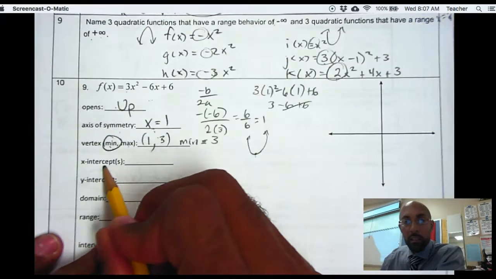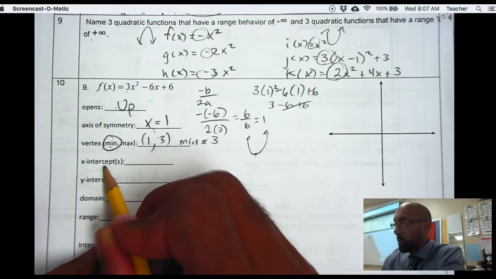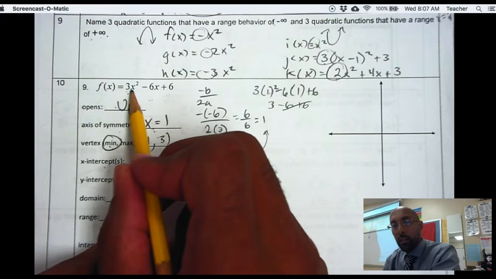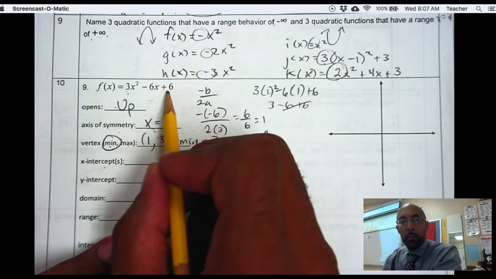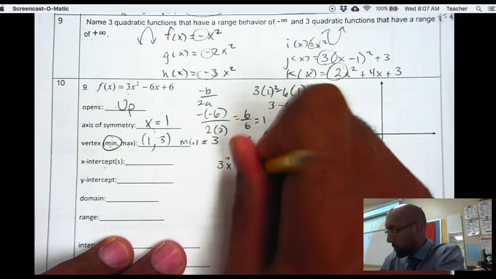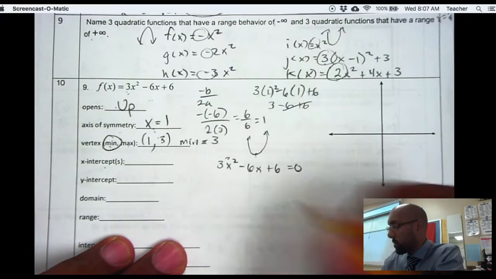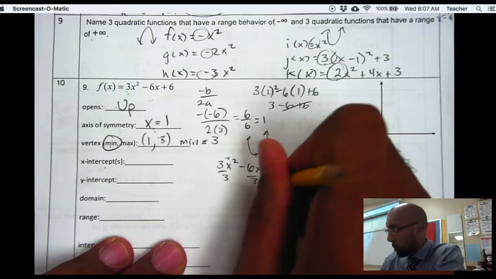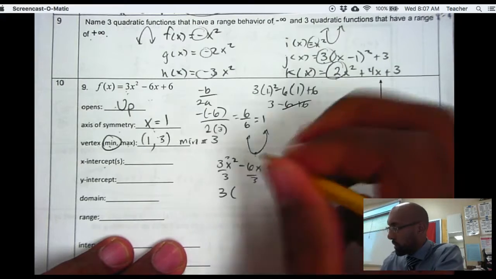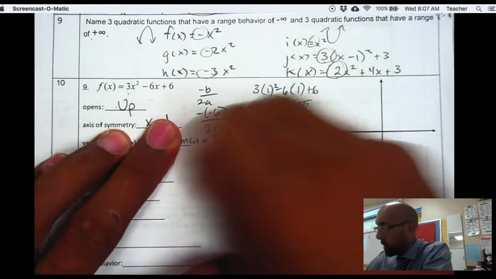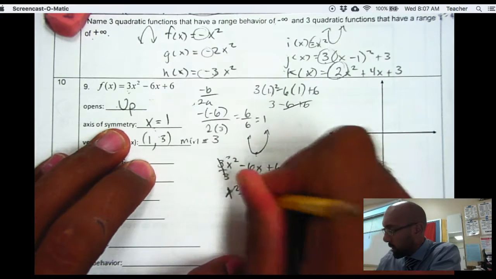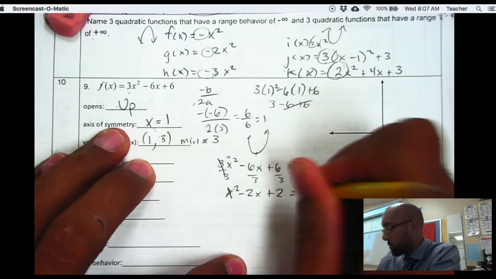And then the x-intercepts. First, we're going to have to solve it. You're going to figure out what method you want to use to solve this equation. Well, right away I noticed that I can divide all of these terms by 3. So first thing is set it equal to 0, and divide it all by 3. We're just going to divide the 3 out, so 3 is gone. So we have x squared minus 2x plus 2 equals 0.